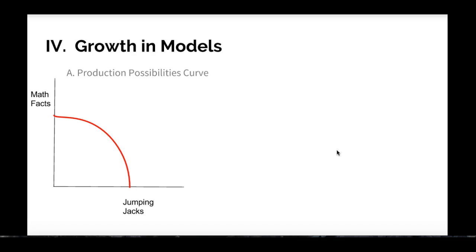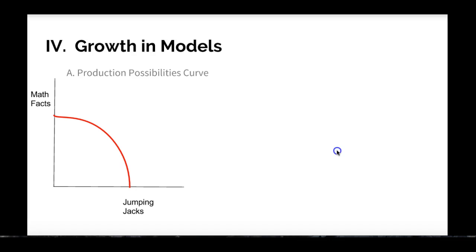And in the case of our jumping jacks and math facts, it's not a one-to-one thing. You couldn't produce the same amount of jumping jacks as you could math facts in 1 minute. And the reason is that they use different resources. It's not an exact trade-off. So you can't just take one person and move them from jumping jacks to math facts and expect the same amount. So that was the reason why it's bowed out.